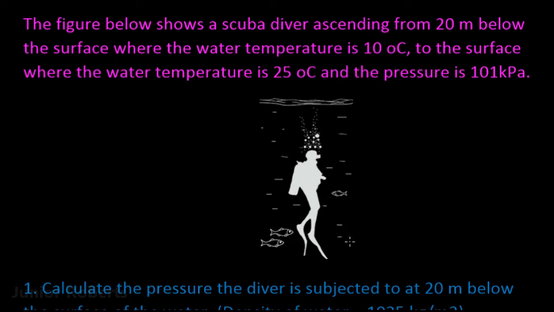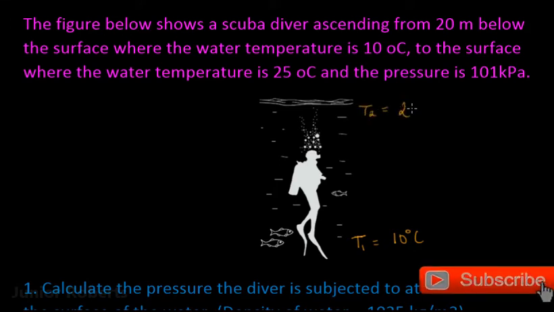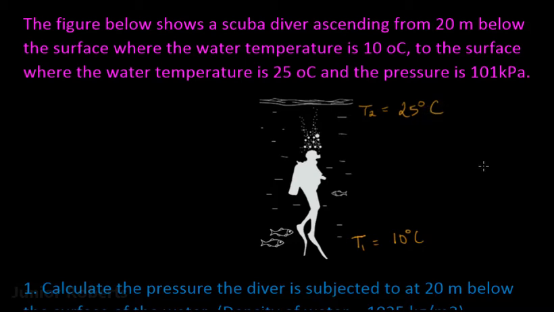It is said that the temperature here, we can call that T1, is equal to 10 degrees Celsius, while the temperature at the surface, let's call that T2, is 25 degrees Celsius. Right, and we're told that the pressure at the surface is 101 kilopascals. Right? Now, this question wants us to do a couple of things.